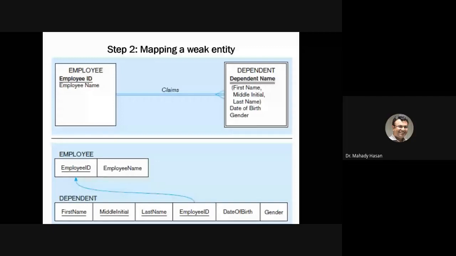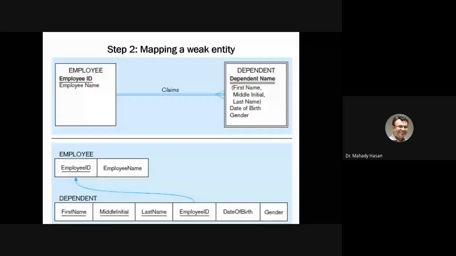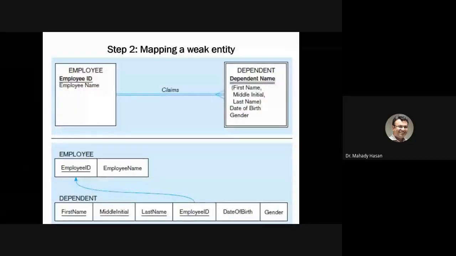So in case of mapping a weak entity, what should we do? We have to make a primary key because a relation cannot exist without a primary key. For each and every relation, there has to be a primary key. But in an ER diagram, we could have entities without a primary key. Remember the associative entity: we could keep attributes only. But here we are saying for each and every relation, we have to have a primary key. Now, dependent is a weak entity, but it has to have a primary key.